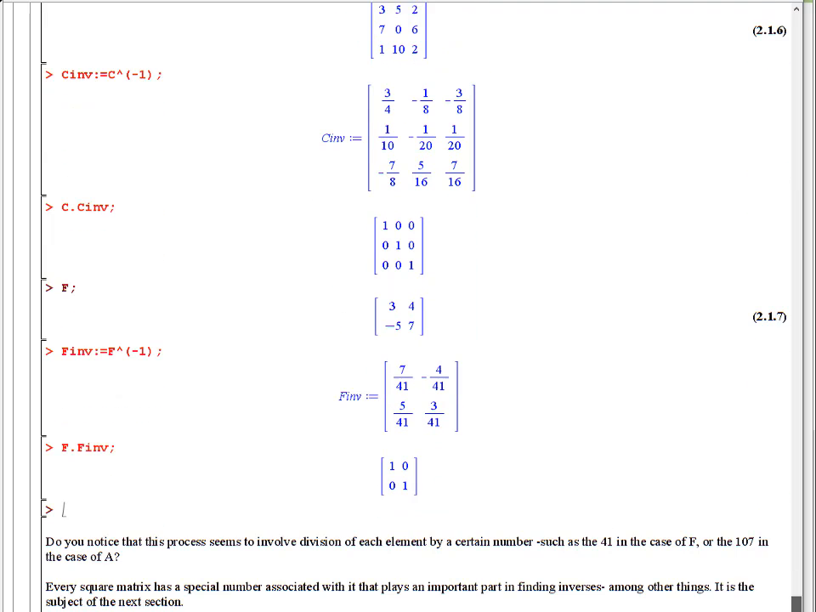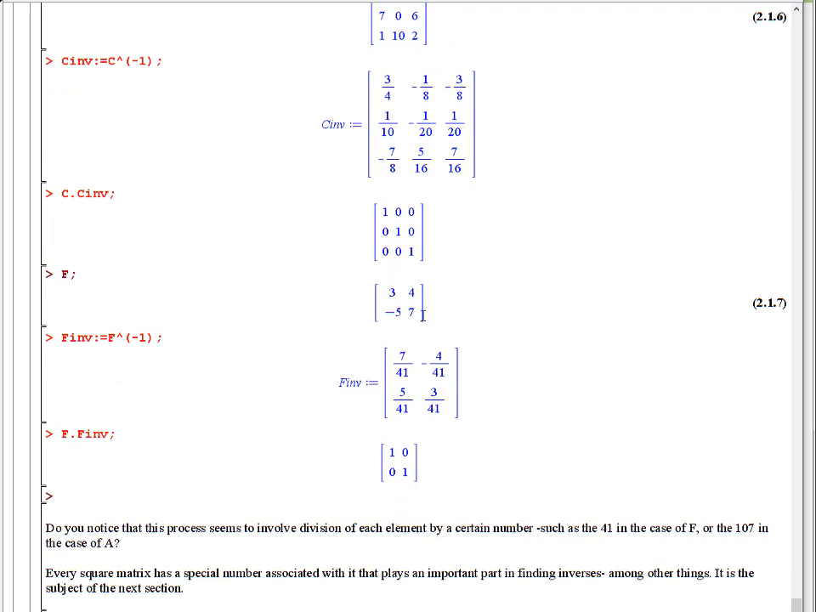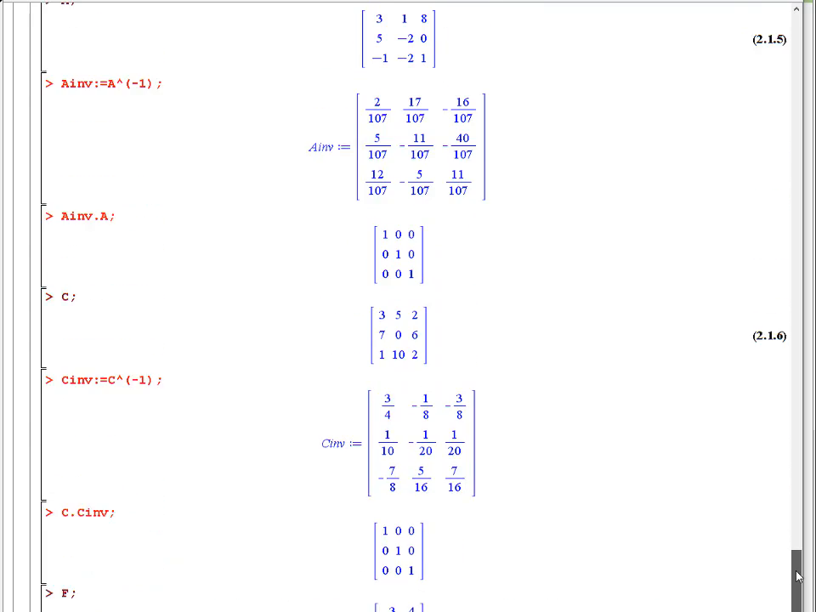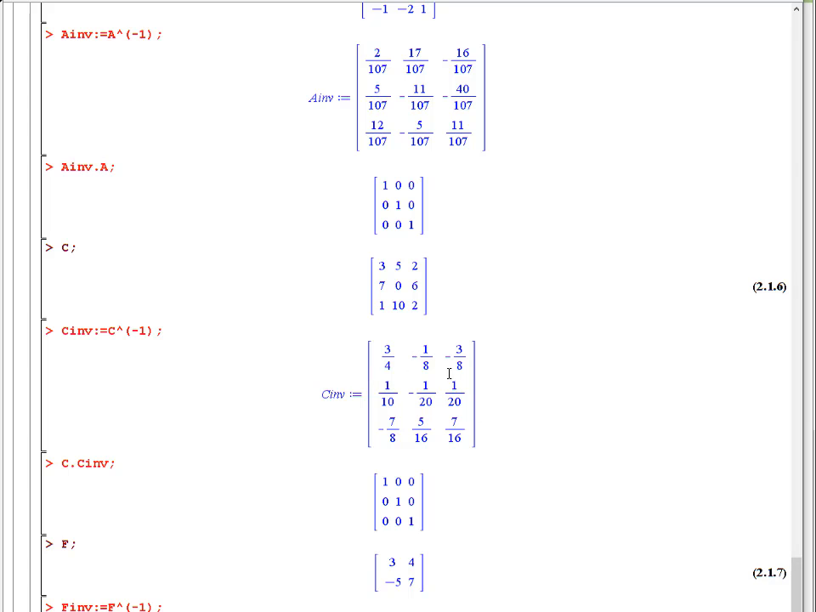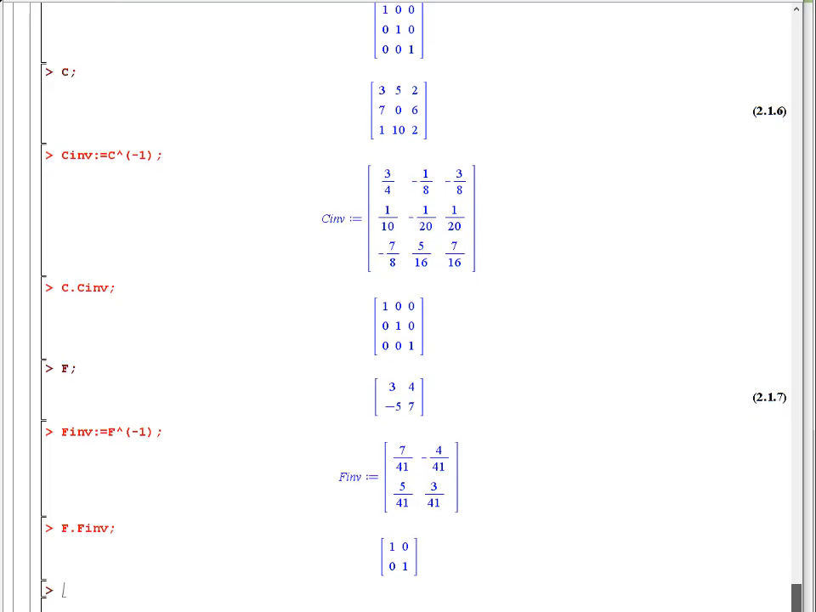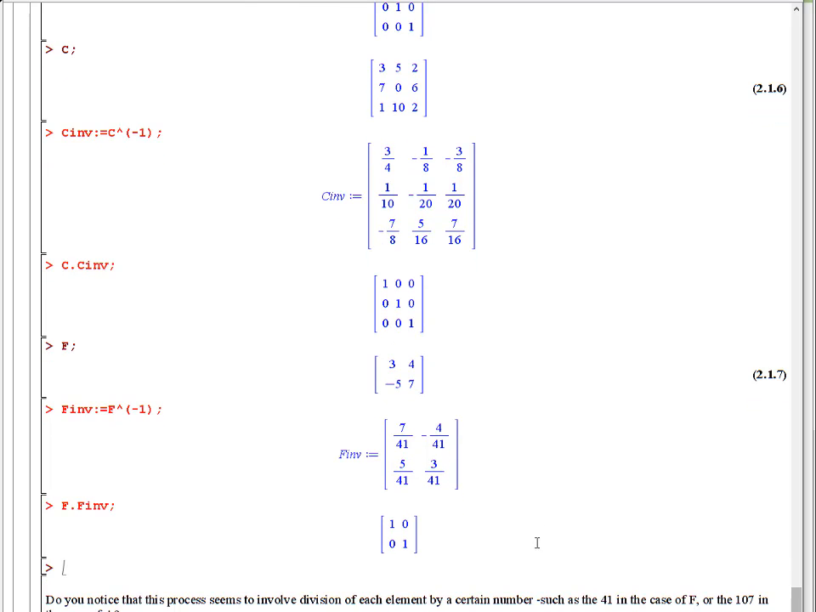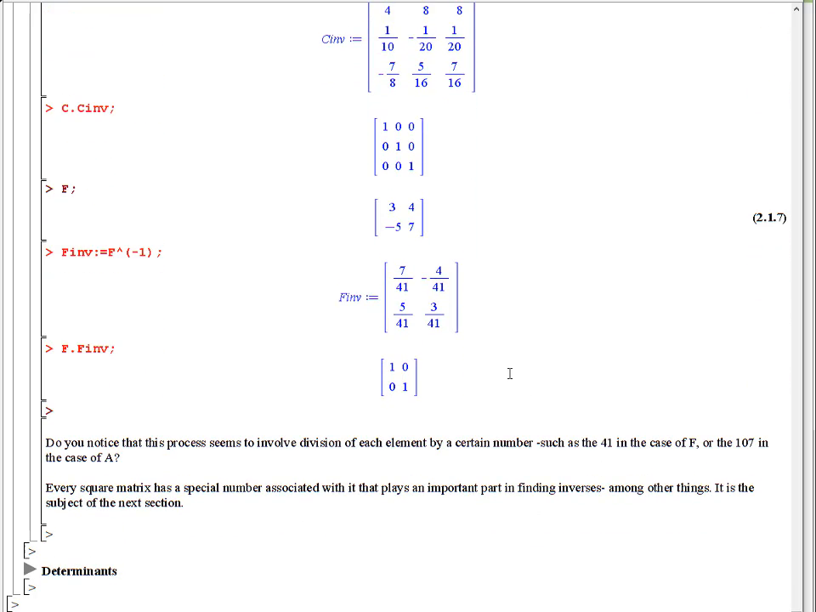You should notice that the process of finding the inverse involves dividing by a number. So here we divide by 41. Here we divide by 107. Here it's not clear what we divide by because it has cancelled out and simplified. So this 41, this 107, this other number which we divide by, that number is the determinant of the matrix. So the determinant is part of this process, and it's also used for other things.